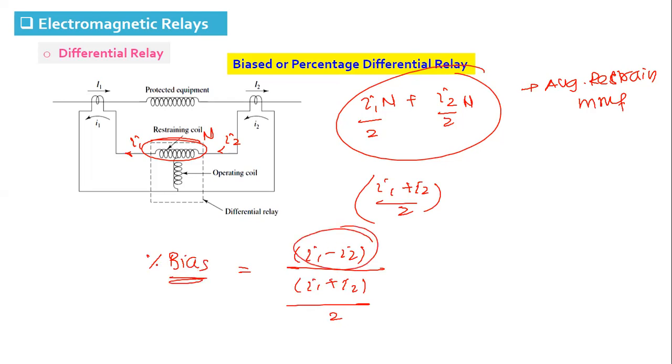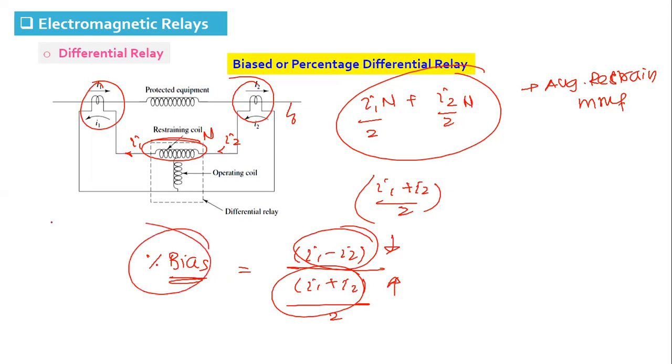So during external fault, as both CTs will carry the current, the numerator will be lower, the denominator will be higher, and the percentage bias will not be satisfied even though there are large errors. And during internal fault, only one of the currents will increase, the other current will be lower, and that is why the percentage bias will be satisfied. In this way, the bias differential relay will remain stable against external fault. This is what we have seen.